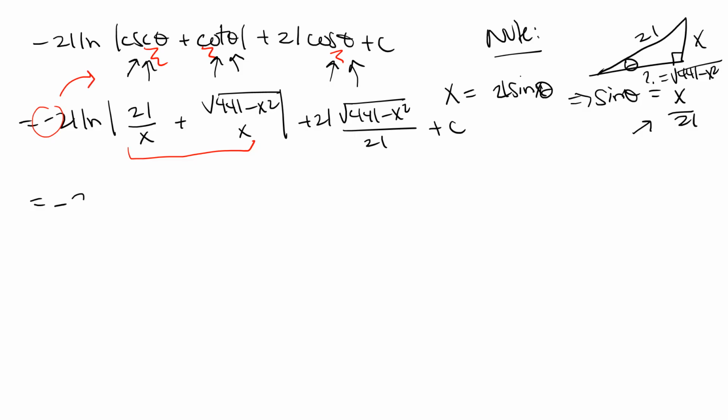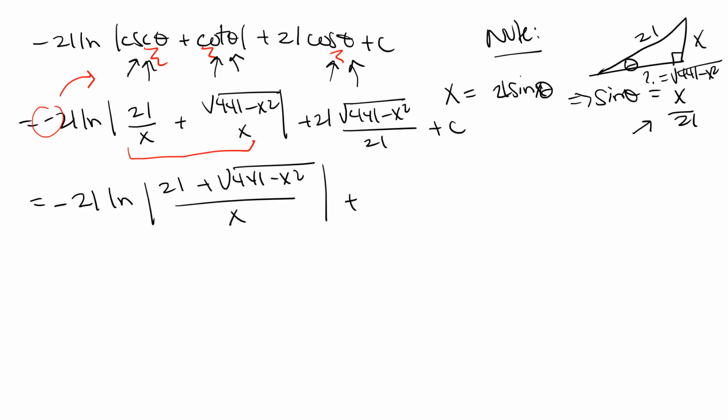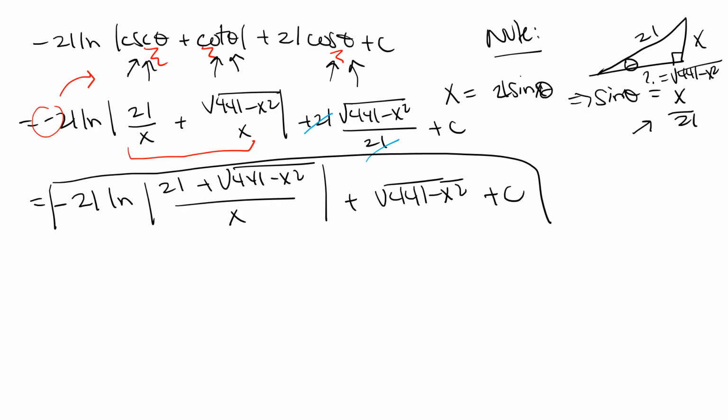We're going to leave that negative 21 in the front, and then make this 21 plus the square root of 441 minus x squared, so the square root of that all over x, and then plus, of course you can see here your 21s cancel out, so square root 441 minus x squared plus c. All right, and there we go. So that's how we would apply trig substitution instead of u substitution for that one.